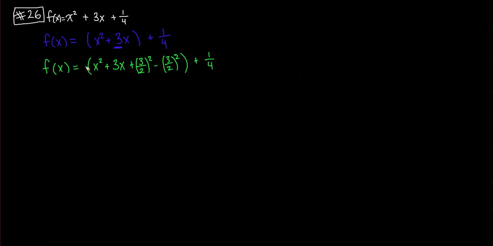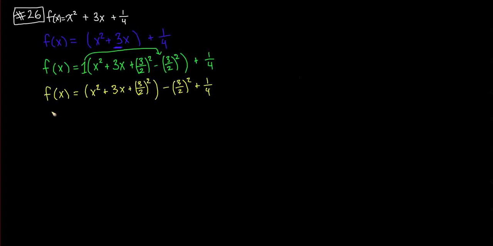At this point, if there was something outside this parenthesis, right now it's just a 1, what we would do is multiply the 1 by this negative term and stick it outside. There's nothing there, so that's an implicit 1. So let me just do that in another color. It would be f of x equals x squared plus 3x plus 3 over 2 squared, and then on the outside it would be negative 1 times 3 over 2 squared plus 1/4.